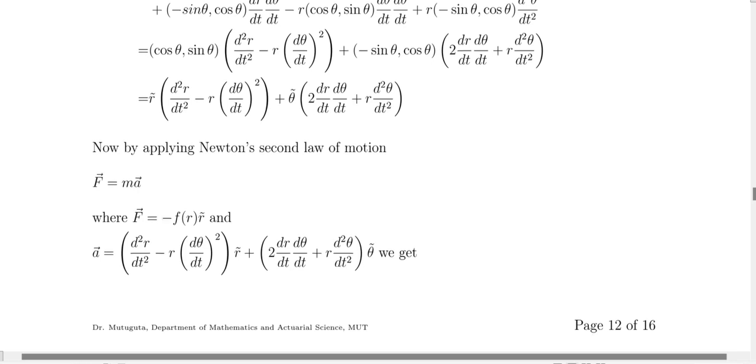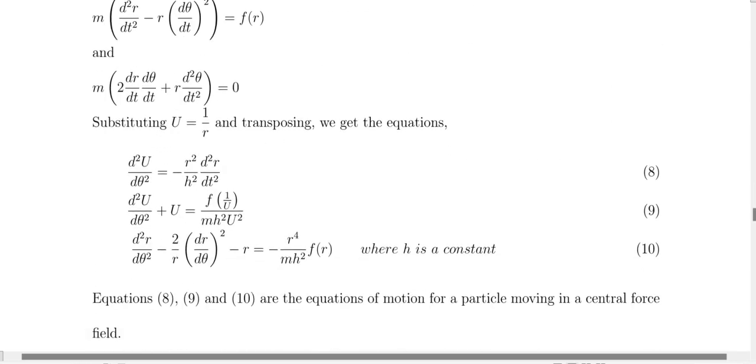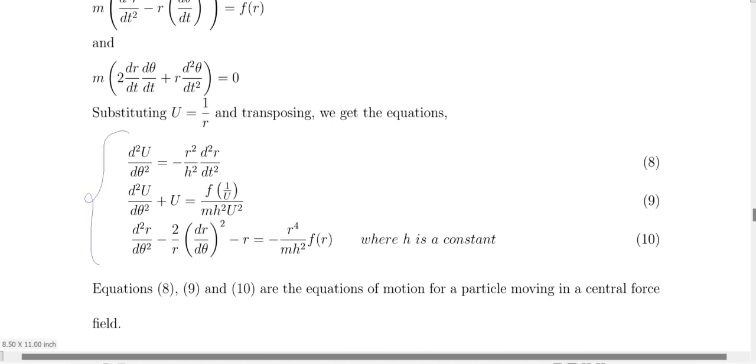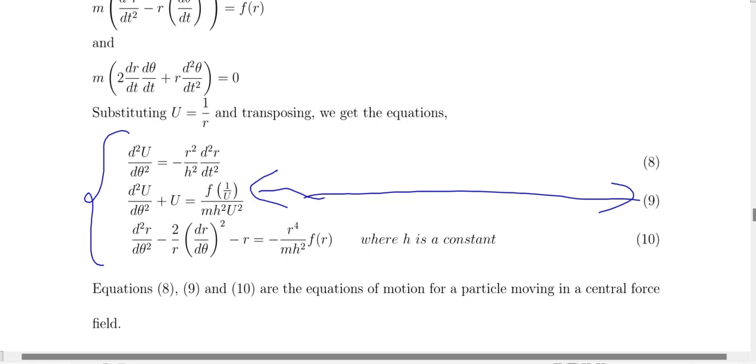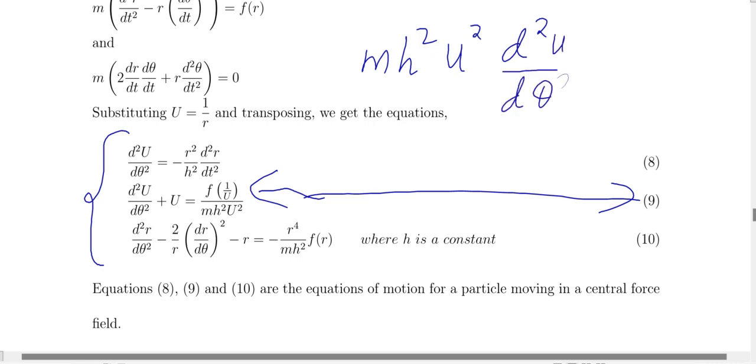Once we work out all this, we should get 3 equations of motion. These are the important equations here, the equations of motion. The most important equation will be equation number 9 here, which we write as m h squared u squared, d squared u by d theta squared plus u, is equal to f of 1 over u.